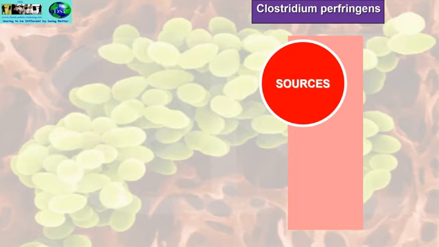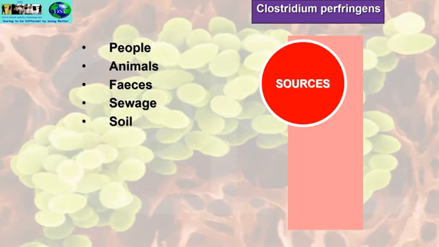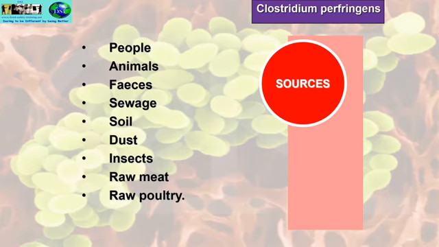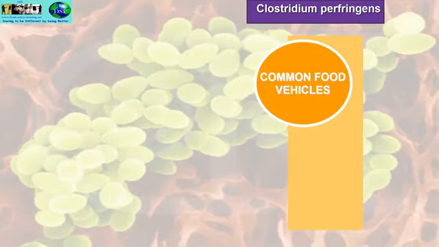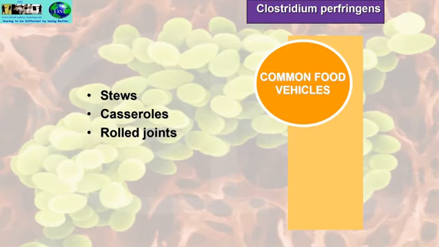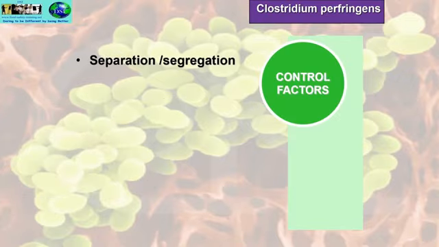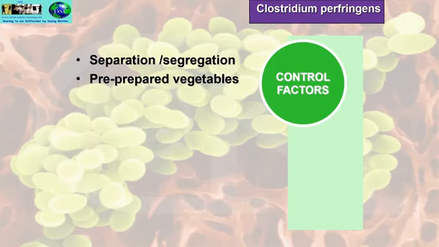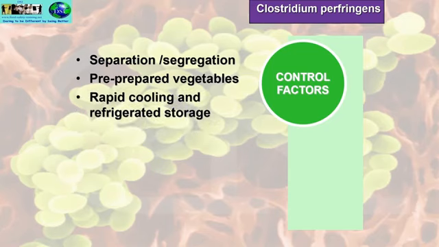So the sources of Clostridium perfringens include people, animals, feces, sewage, soil, dust, insects, raw meat, and raw poultry. Common food vehicles: stews, casseroles, rolled joints, and meat pies. Control factors: good separation and segregation, pre-prepared vegetables rather than raw vegetables with soil contamination, rapid cooling and refrigerated storage as soon as possible after cooking, good personal hygiene.